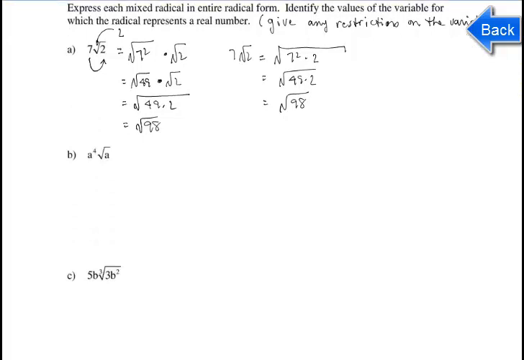Okay, our next example does involve variables and an even index, which is understood to be a 2. So what we want to do is take this a to the 4th and put it inside our radical sign. And so we will write one sign, and I'm going to take the a to the 4 and square it because my index is a 2, and then I will times it by the a that's already there.